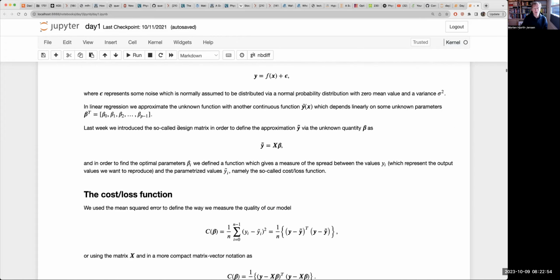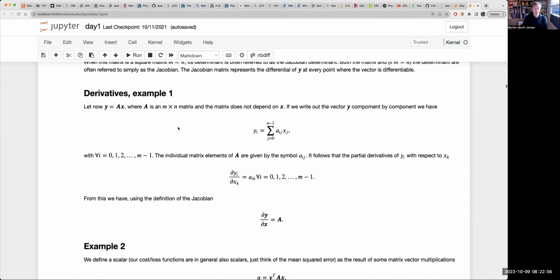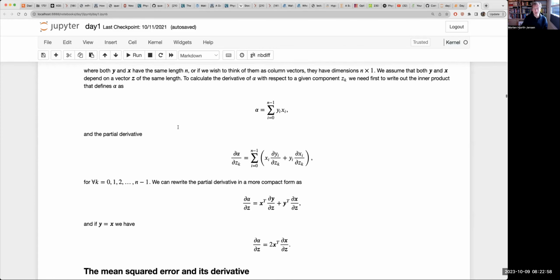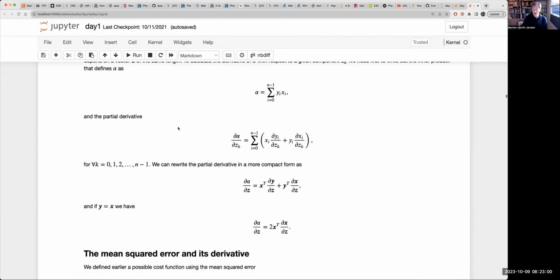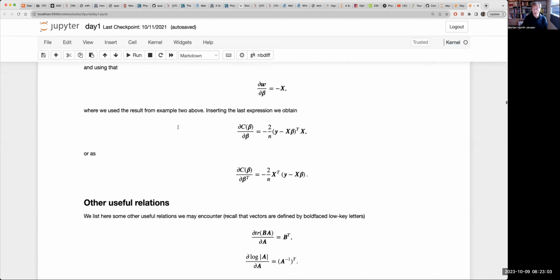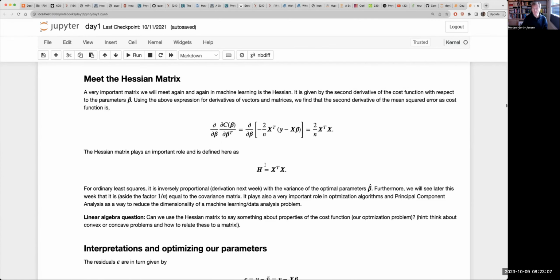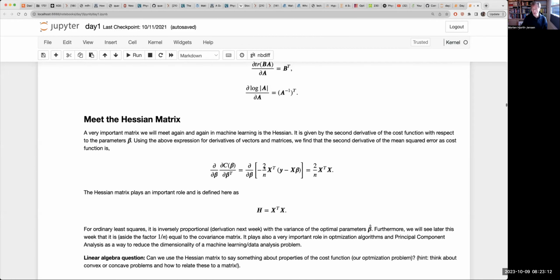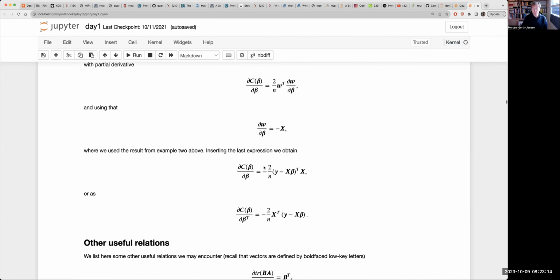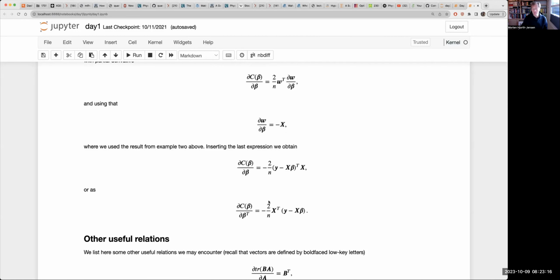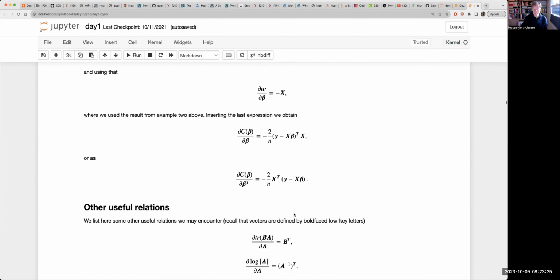So if we just scroll down here, besides this linear algebra calculations, which we also went through last week, I wanted to remind you of this quantity here, the Hessian matrix, when we deal with ordinary least squares. So with ordinary least squares, the derivative of the cost function, which we opted for, is now given by this quantity here, and that leads to a matrix inversion problem.